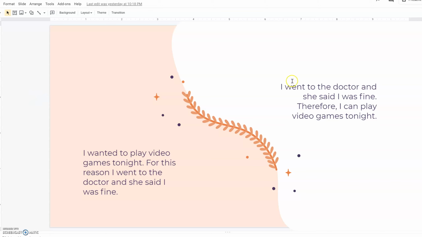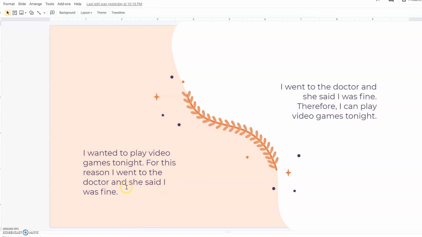Let's try another one. I went to the doctor and she said I was fine. Therefore, I can play video games tonight. Which one of these is the effect? Right, being able to play video games tonight is the effect, right? And the reason is because you get to do that because the doctor said you were fine.